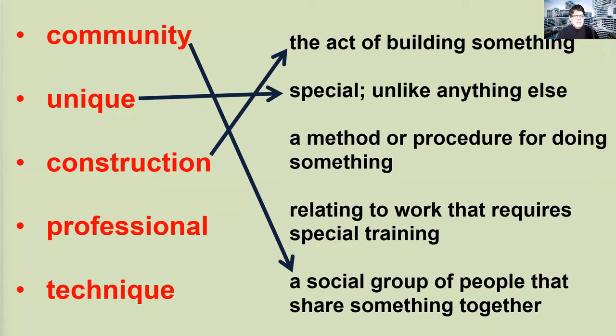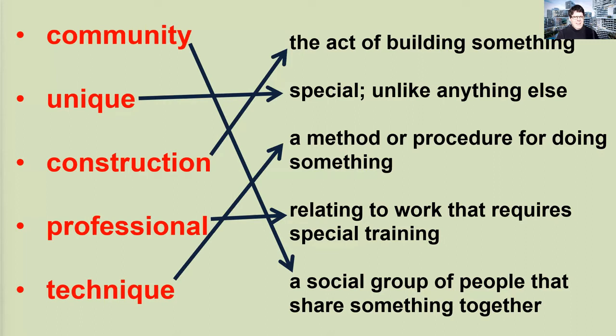Okay, we're down to 2 words. Professional: relating to work that requires special training. Which leaves us with technique, which is a method or procedure for doing something. I'll leave this up for about 5 seconds or so. You can double check or take a screenshot, and then we're going to get right into the reading. That will be on page 53.